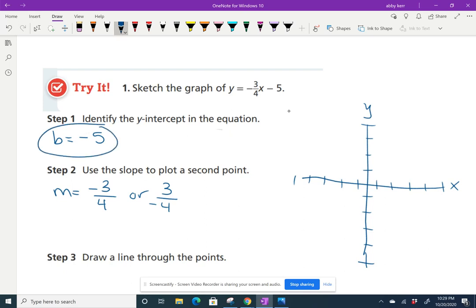So my b value is our starting point. So I have to go 1, 2, 3, 4, 5 spots down because that's where 0, -5 is located. And then I have my movement. Negative on top means go down. Positive on the bottom means go to the right.